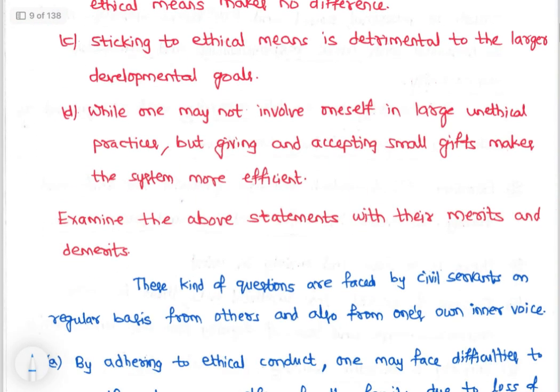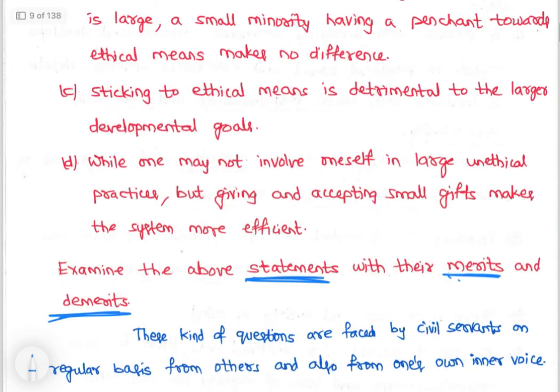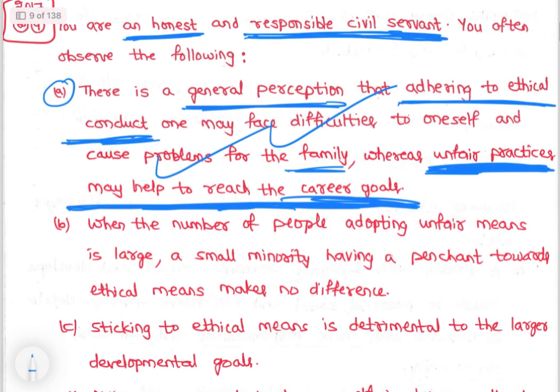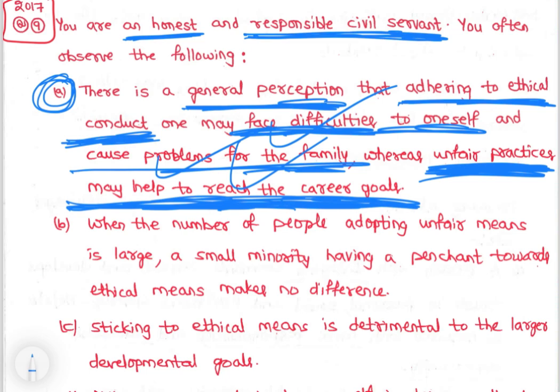अब इसका देखो हमें क्या लिखना है, एग्जामिन द अबव स्टेटमेंट्स विद देयर मेरिट्स एंड डीमेरिट्स, राइट? ये चार स्टेटमेंट्स दिया, उन चारों का मेरिट्स एंड डीमेरिट्स करना है. अब देखते हैं, सी फर्स्ट स्टेटमेंट को वी आर एड्रेसिंग, राइट? देयर इज अ जनरल परसेप्शन दैट एडहेरिंग टू एथिकल कंडक्ट one may face difficulties to oneself and cause problems to family, whereas unfair practices may help to reach the career goals, right? उसका merits in this statement and demerits in this statement, ये लिखना है.